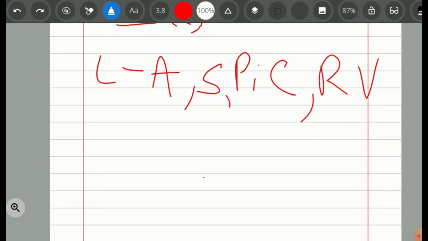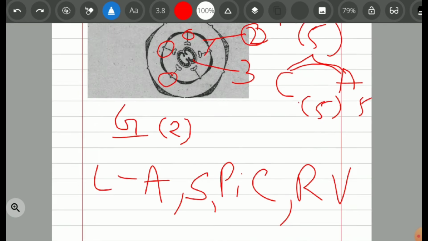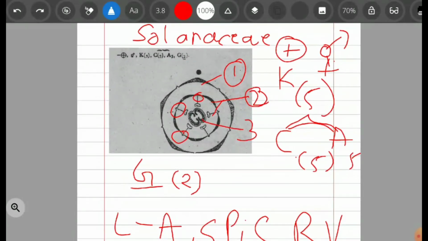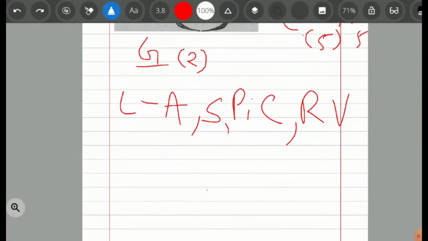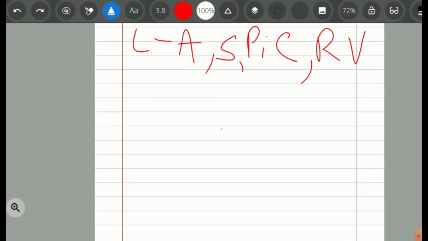Next, coming to the floral characters. As we have seen everything over here, the floral characters are very easy to notice in the floral diagram, but still, the one thing which we don't know is the inflorescence. The inflorescence is mostly solitary. That means only a single flower will be there.